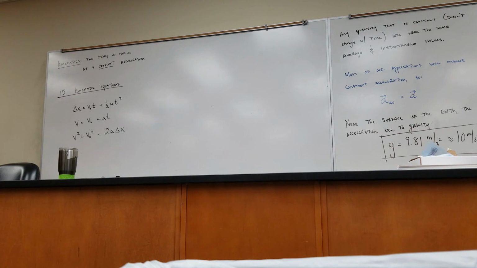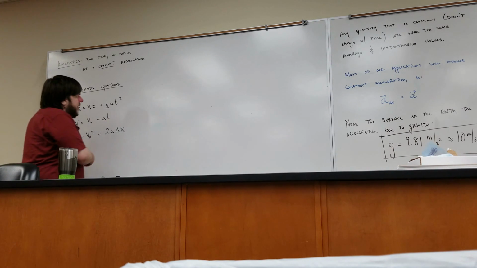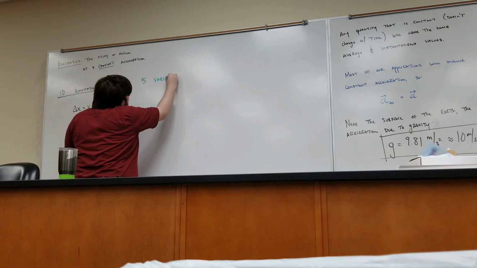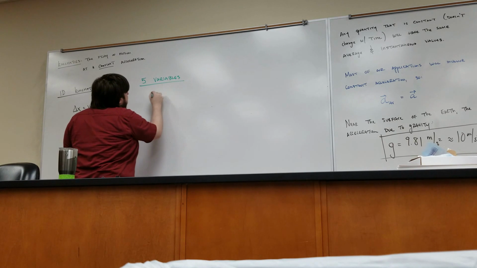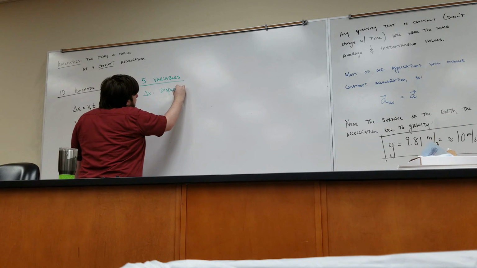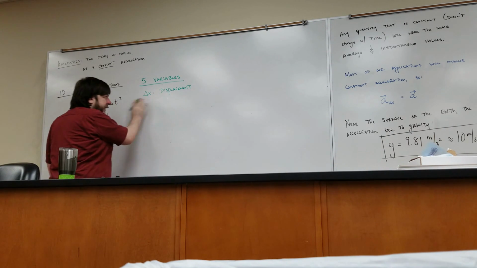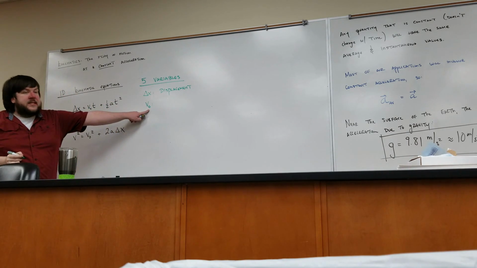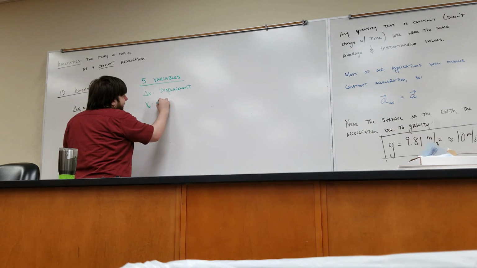Okay? These three equations describe 5 variables. There's delta x, there's v naught, this is v sub 0, there's v, there's a, and there's t. These 5 variables are delta x is displacement. It's not distance, it's specifically displacement. This v with the 0 subscript is the initial velocity.